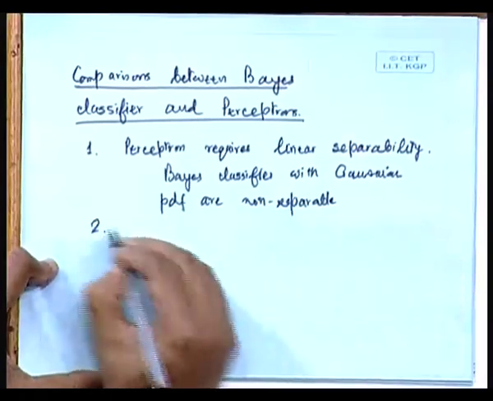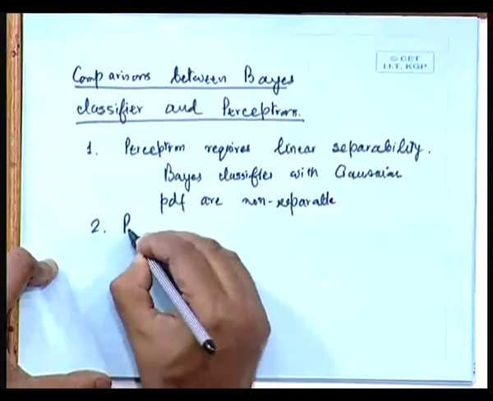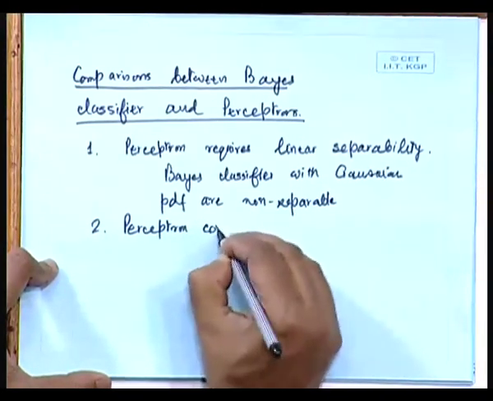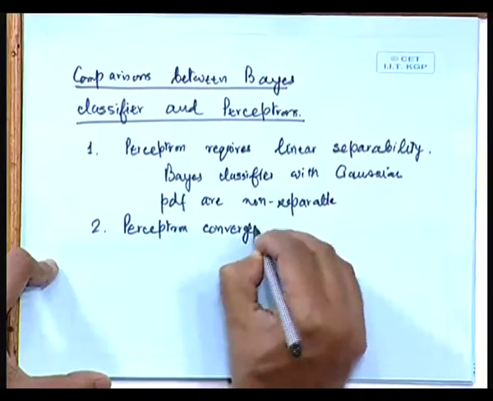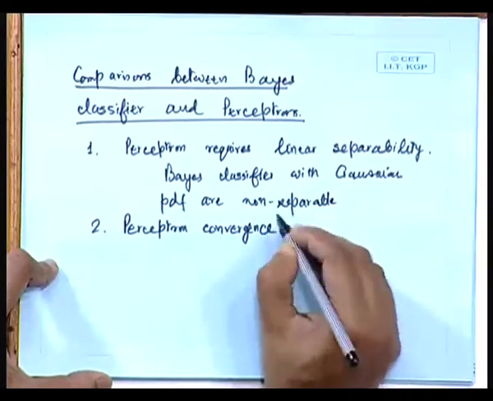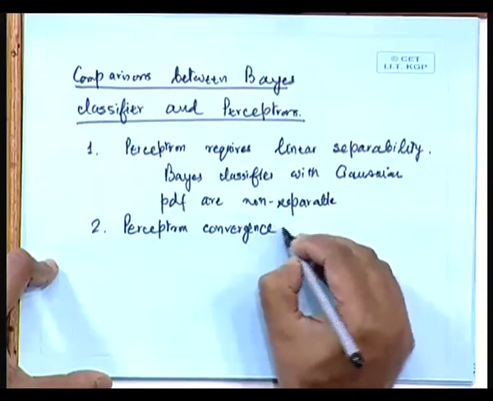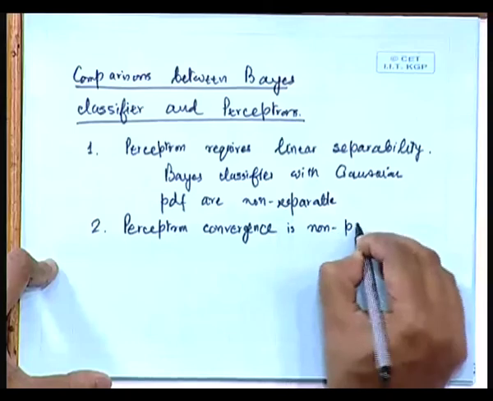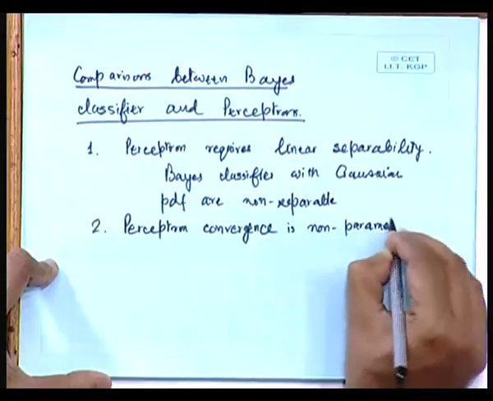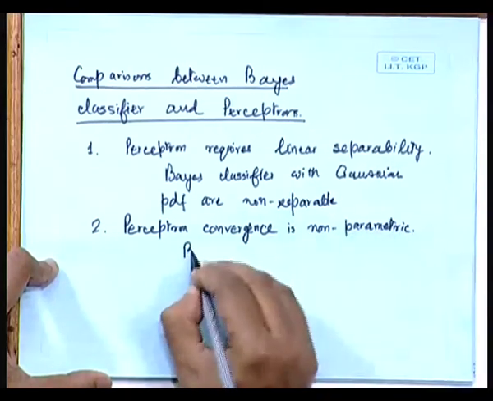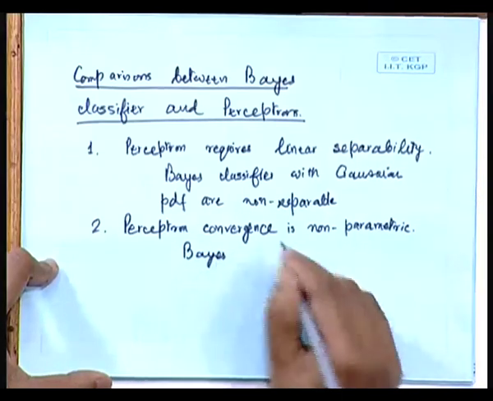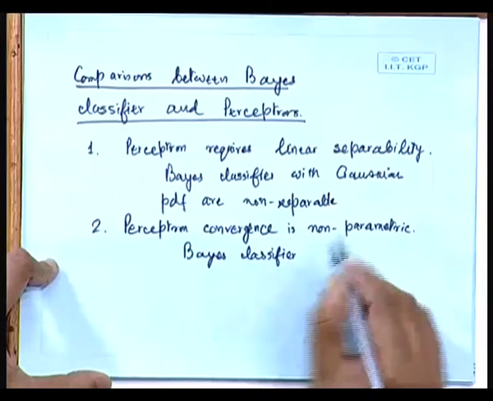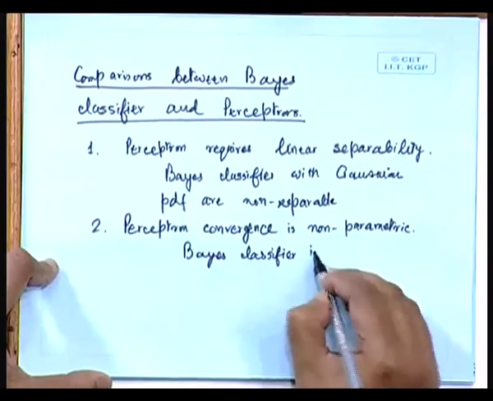Okay. The second is that perceptron convergence is non-parametric. Non-parametric means it is not dependent on the underlying distribution, underlying probability density function. Whereas Bayes classifier is indeed parametric, because it is under the assumption of Gaussian that it is linear.